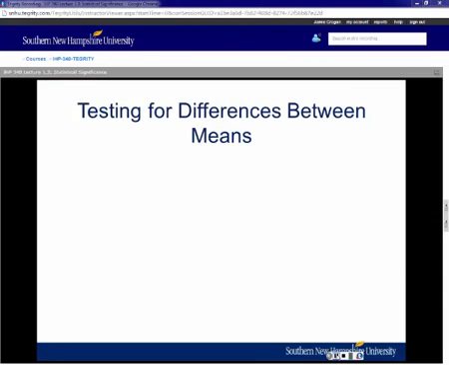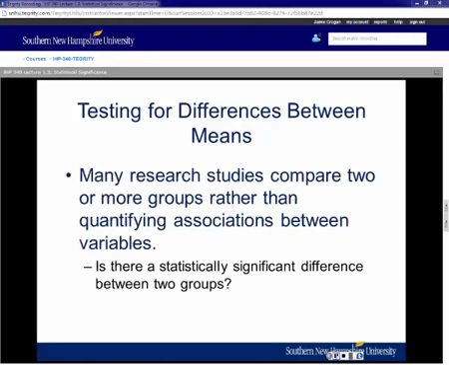Now, in the second half of the course, we will be looking at experimental research and statistical tools that allow us to determine if means are different between groups. And so, many times we perform studies comparing groups rather than quantifying associations between variables. So the question is, is there a statistically significant difference between groups? And you'll see this often where people are trying to apply a treatment to see if it's effective. And so you have one group that gets the treatment and another group that gets usual care, or they're the control group. And so at the end of the study, these groups are compared, and if the groups are different, that means the treatment had an effect.